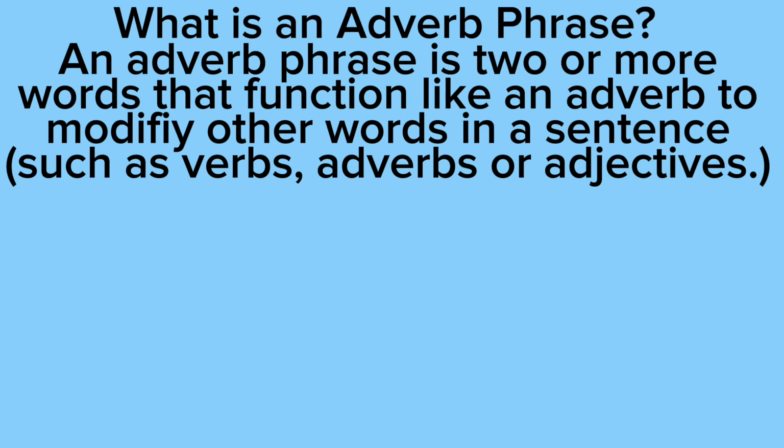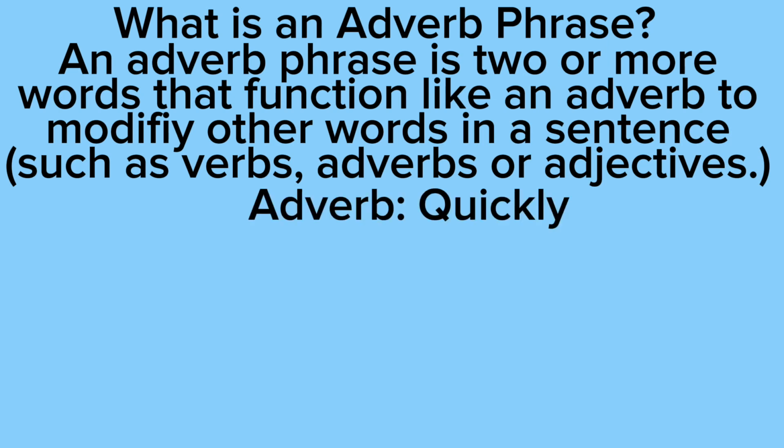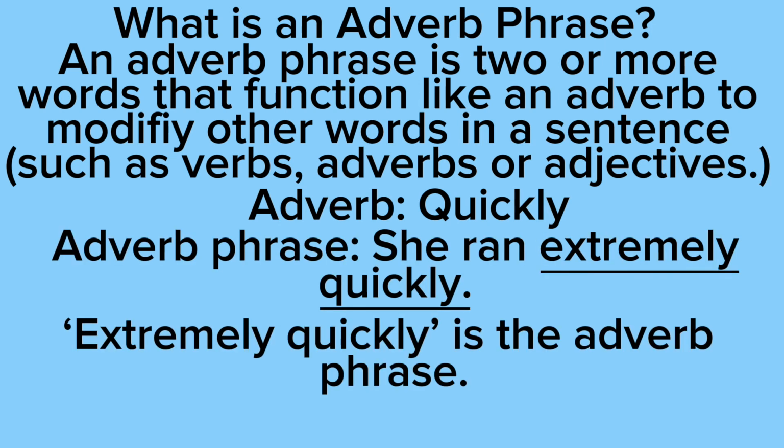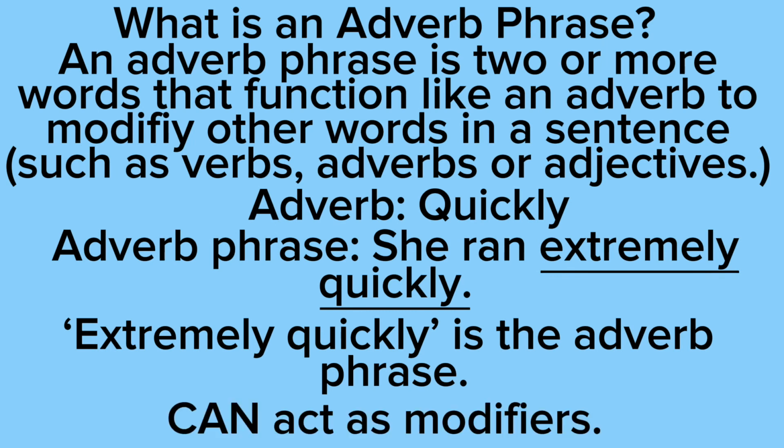An adverb phrase is two or more words that function like an adverb to modify other words in a sentence, such as verbs, adverbs, or adjectives. So an adverb would be quickly. An adverb phrase would be she ran extremely quickly, because extremely quickly is two or more words, and we're giving you more information about how she ran. Adverb phrases can definitely act as modifiers.